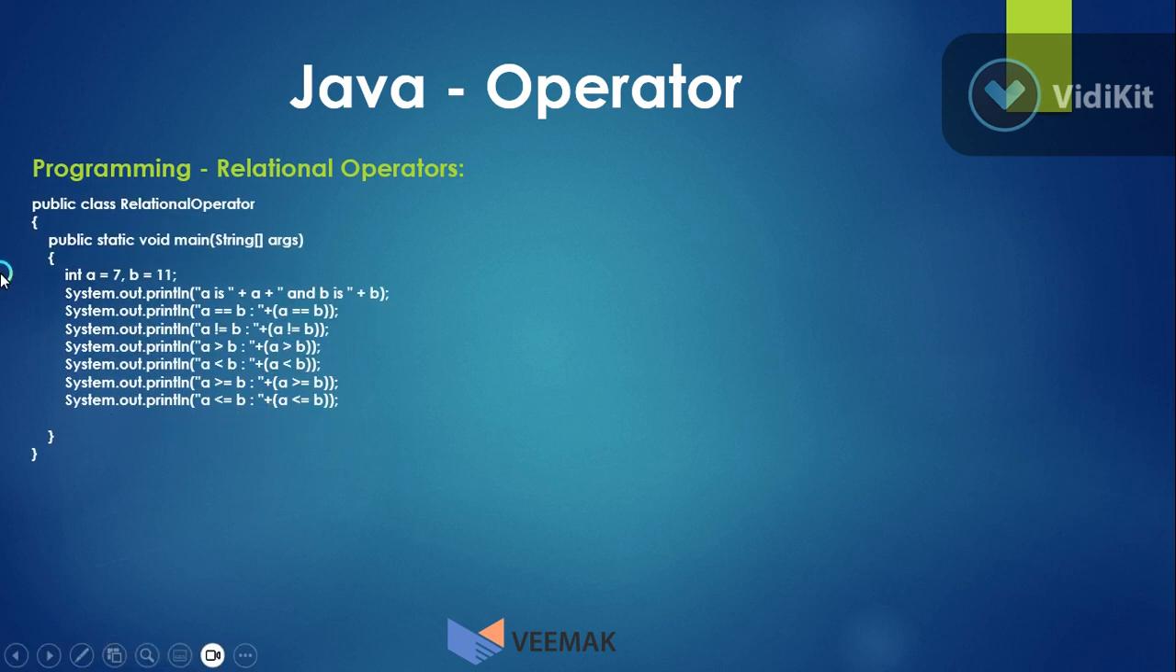Let us see the program. I have created one relational operator class. In the main method, I have declared two variables, a equal to 7, b equal to 11. Now I am checking a is equal to b. They are not the same, so it will be false, because this is not equal. Not equal to, it's true. Greater than, false. Less than, true. Greater than or equal to, false. Less than or equal to, true, isn't it?